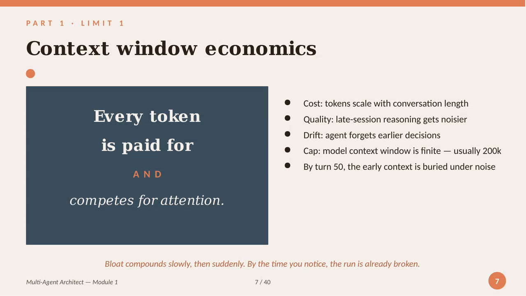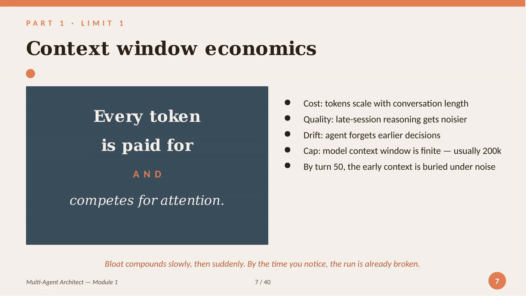Limit 1. Context window economics. The principle in 2 parts. Every token is paid for. As the conversation grows, your token bill grows linearly. Long sessions cost more, straightforwardly more in dollars.